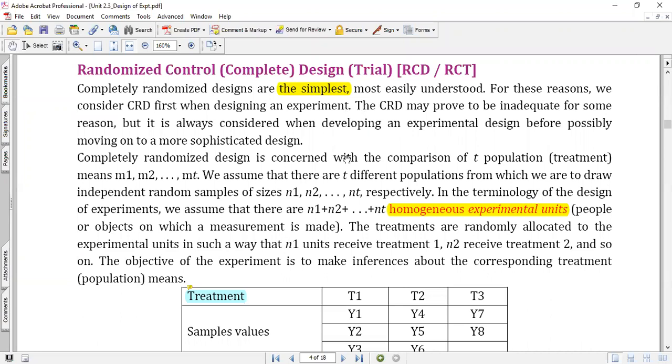In this video lecture, we'll be looking into one type of experimental design, randomized control design, or RCD or RCT. Randomized control design, RCD, or a randomized control trial, RCT, or randomized complete design, RCD, randomized complete trial, RCT. So you may be coming across any kind of name, but in short, RCT or RCD are quite common names. These are the most simplest type of experimental designs.